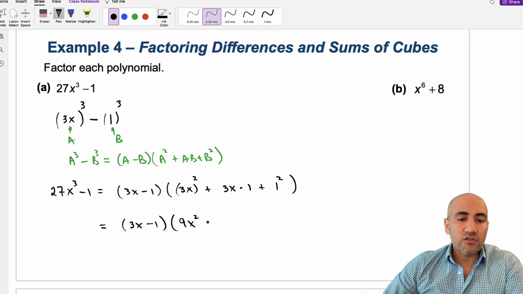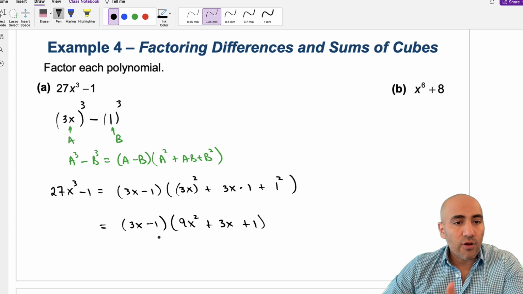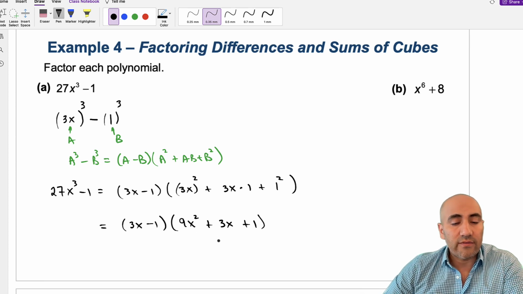3x times 1 is just 3x, so plus 3x plus 1. Good. And like before, you try one factoring technique, you simplify it, and then you might have to repeat it, right? Maybe this factors some more. So you have to keep trying the different techniques until you've factored it all the way out. But for now, we're going to pause here because we haven't talked about how to factor something that fits this form. That's coming up next.